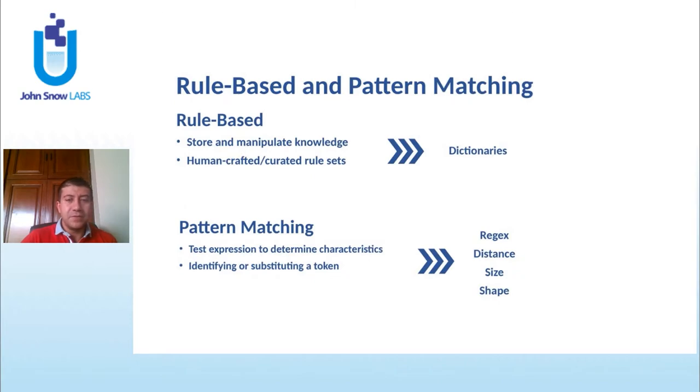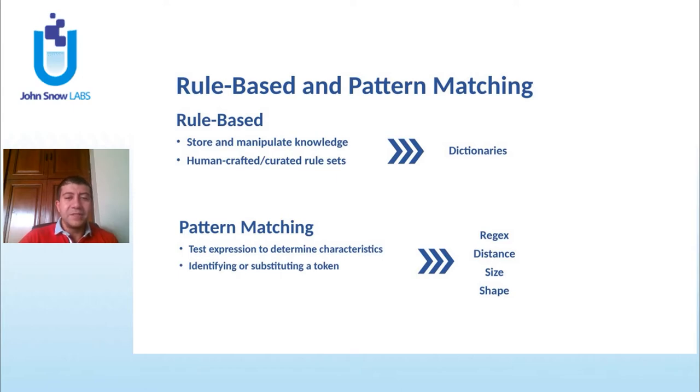So let's go to rule-based and pattern matching. These are techniques, terms that are used interchangeably when talking about procedures to extract information by finding patterns and matching strategies. Let's take a look at the definition of these terms in computer science to have a common understanding of this subject. A rule-based system is used to store and manipulate knowledge to interpret information in a useful way. Normally, the term rule-based system is applied to systems involving human-crafted or curated rule sets. Pattern matching is a technique where you test an expression to determine if it has certain characteristics. Regular programming languages make use of regular expressions for pattern matching.